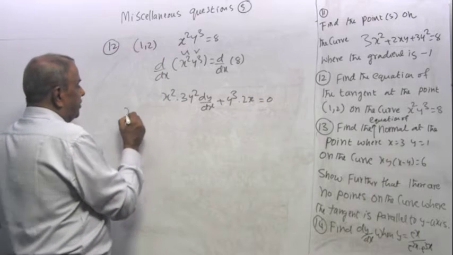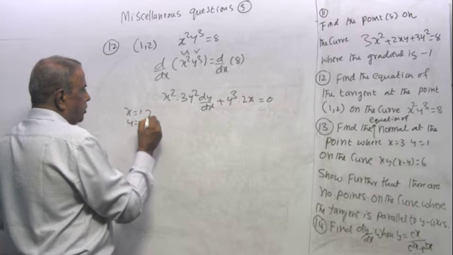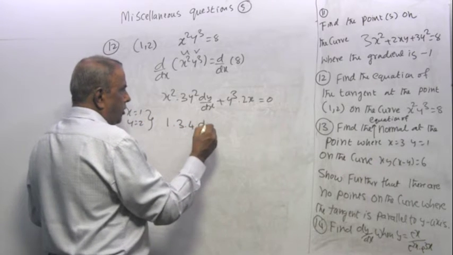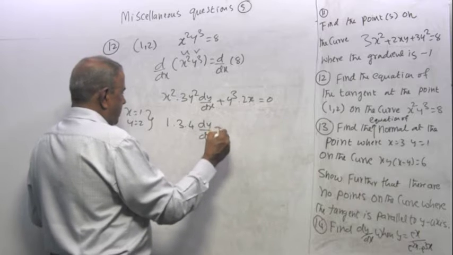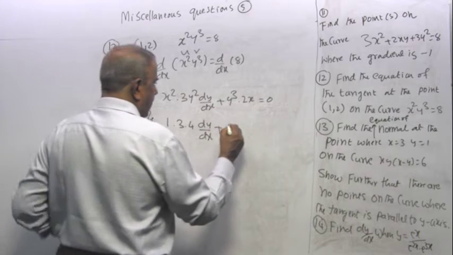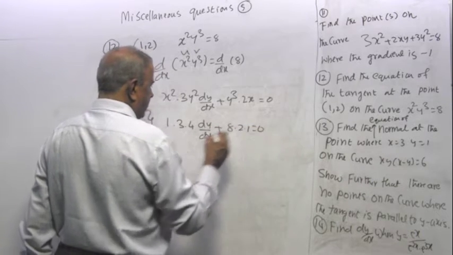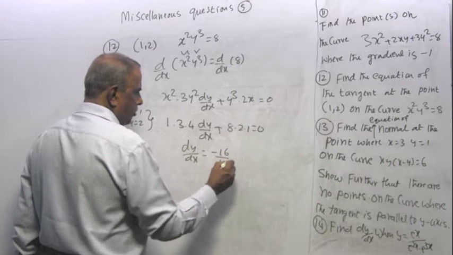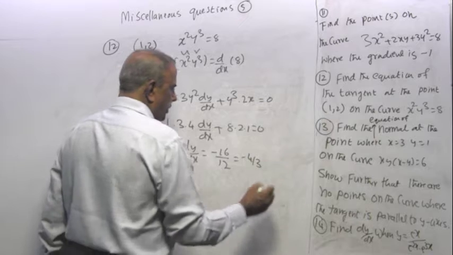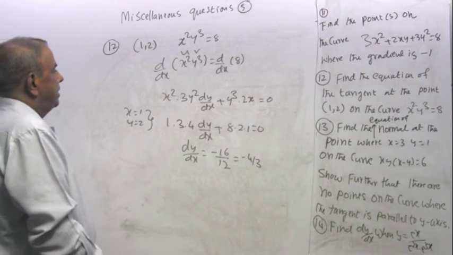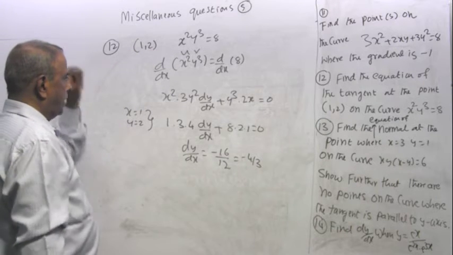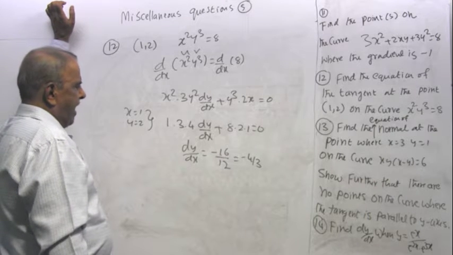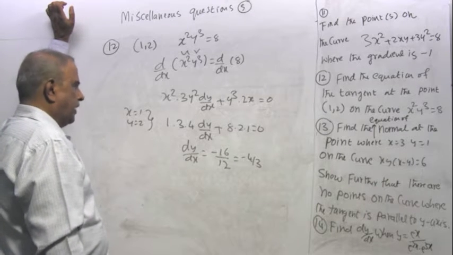Again, as I told you, put x equal to 1, y equal to 2. 1 times 3 times 4 dy by dx plus 8 times 2 times 1 is 0. So dy by dx equal to minus 16 over 12, which is minus 4 over 3. Am I correct? Okay: 3 y squared is 4, y cubed is 8, x is 1, 4 3s are 12, 8 2s are 16.